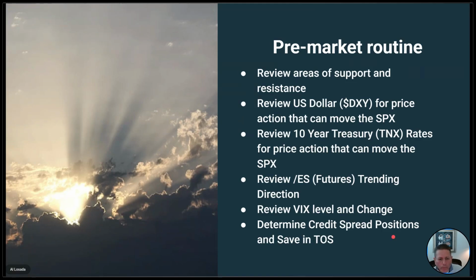Determine if credit spread positions are safe, and when you're getting ready to trade, you want to be ready, right, to put on that trade and know where that position is going to be.